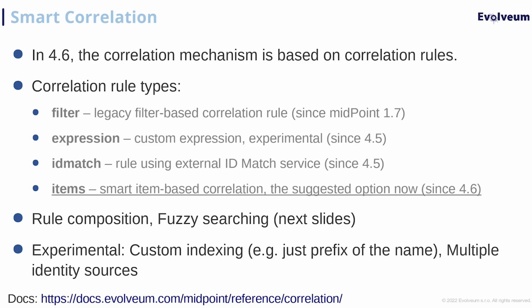How does it work? I'm sorry, before that, there is also a way to compose these rules. We'll talk about that. And also fuzzy searching. It doesn't have to be an exact match. You can also match on, for instance, Levenshtein distance. We'll talk about that as well. What we will not talk about are our experimental features like custom indexing and multiple identity sources, but these are all documented on the page, which is also listed here, and it will also be on the final slide.